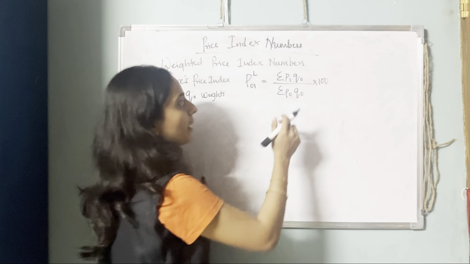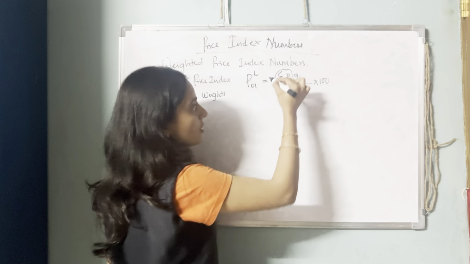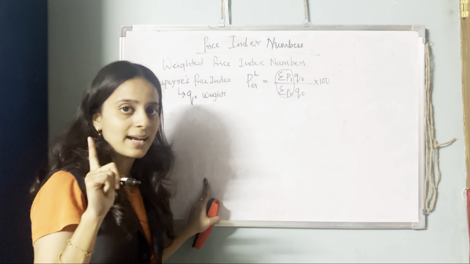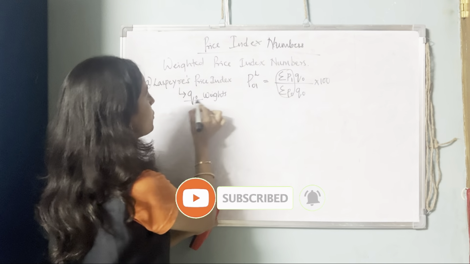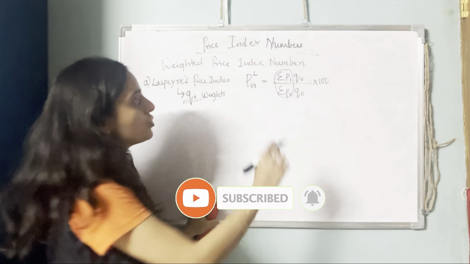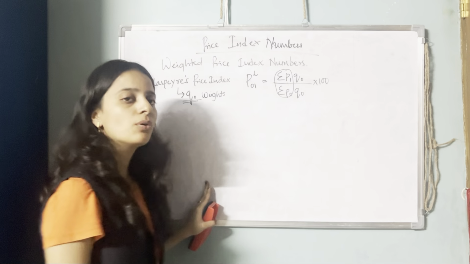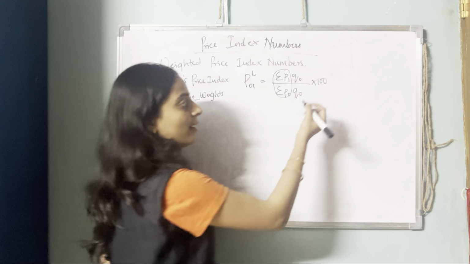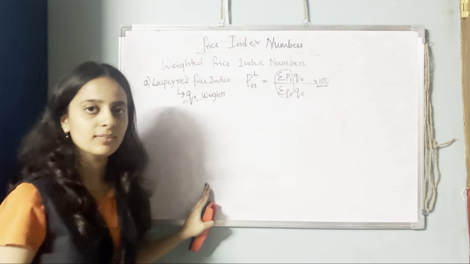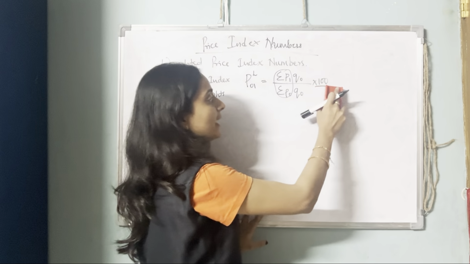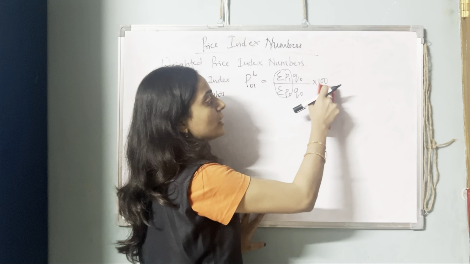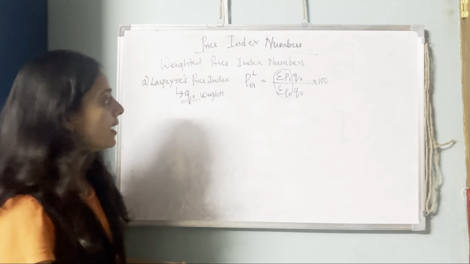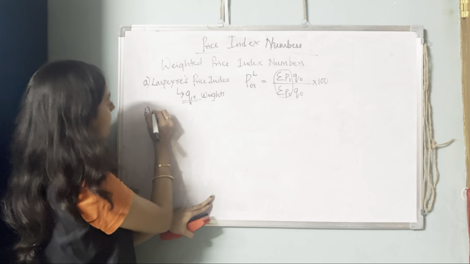Very simple to remember. This much is the formula of the simple price index number, P1 by P0, and Q0 is the weight which we consider in Laspeyres's. So P1 Q0 by P0 Q0 into 100. Why 100? Because we are giving answers in percentage form. The index number gives the final solution in percentage form.